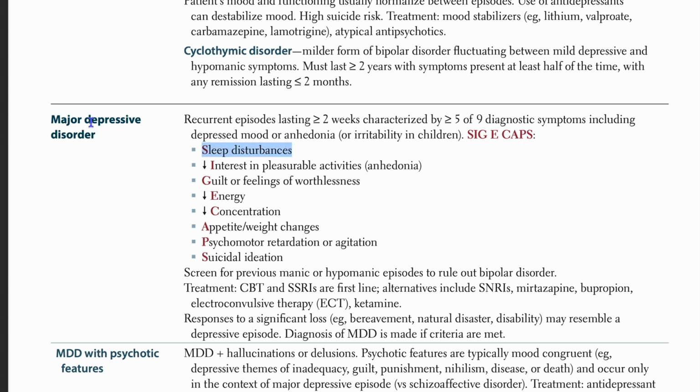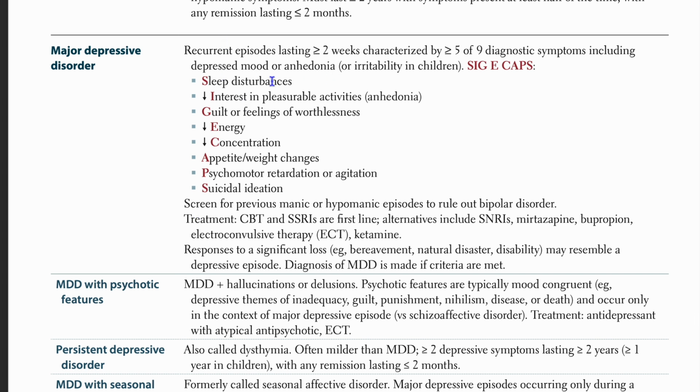So, sleep disturbances will happen in depression, right? There will be decreased interest in pleasurable activity. There will be guilt or feeling of worthlessness, decrease in energy or concentration. These are the important ones you've got to remember, that this also happens in major depressive disorder. Then you have appetite or weight changes, psychomotor retardation or agitation, and suicidal ideation. That should be the easiest one to remember, right? So again, sleep disturbances, decrease in interest in pleasurable activities, guilt or feeling of worthlessness, decrease in energy, decrease in concentration, appetite, weight changes, psychomotor retardation or agitation, and suicidal ideation.